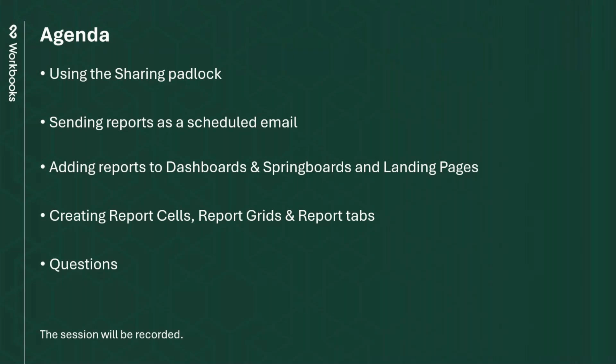You may not, however, know that it's possible to add reports to landing pages, if that makes accessing and using them easier. Finally, it's possible to show information generated by reports within fields in Workbooks called report cells, as well as embedding grid reports or adding reports to specific tabs on records. For example, if your account management team hold account reviews with customers, you might want to see a tab showing the outcome of those reviews.